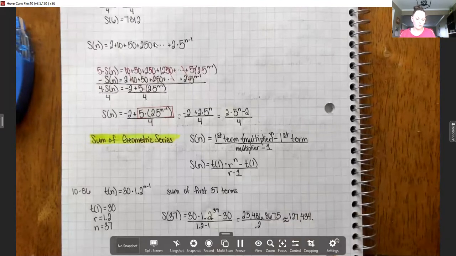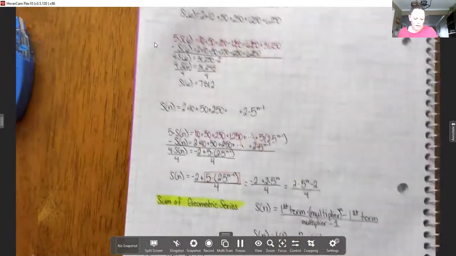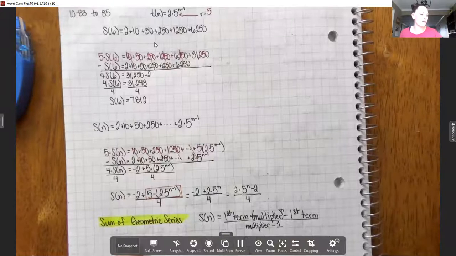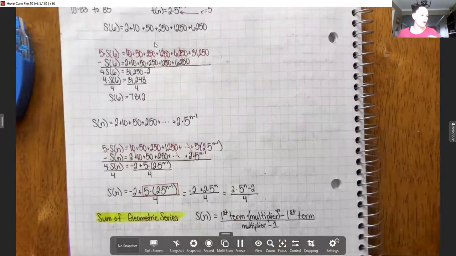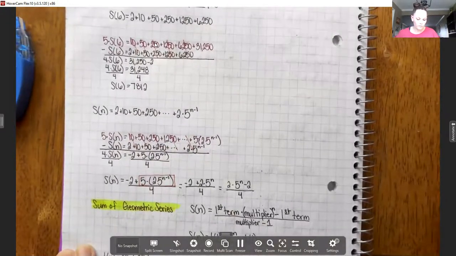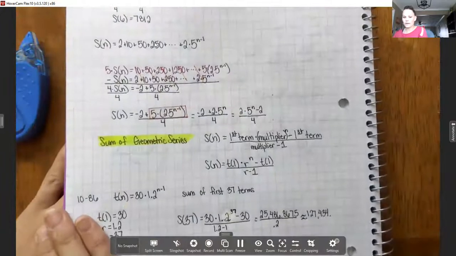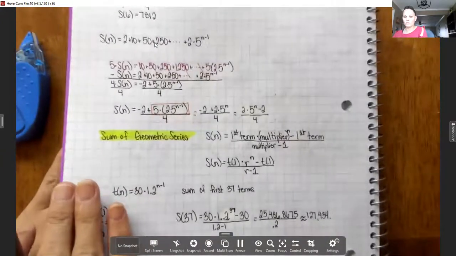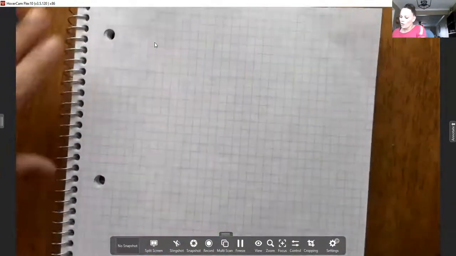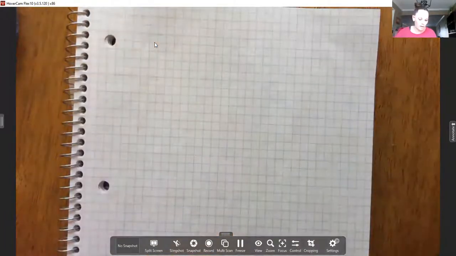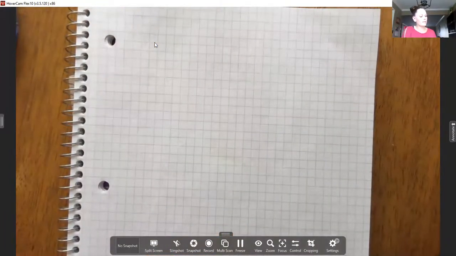So that was kind of a lot, but let me look at 94 and 95 because I do want to formalize these notes a little bit for you. Does anyone need that still? Okay. So let's see, geometric series.